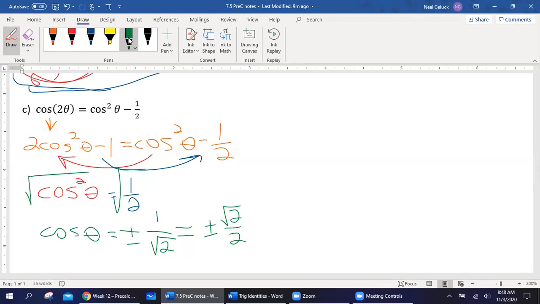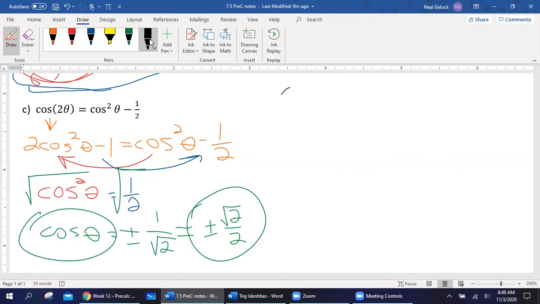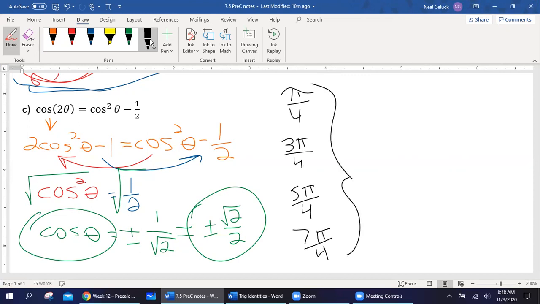So it's saying, all right, where is the cosine equal to positive or negative root 2 over 2? Well, that happens at every 45. So pi over 4, 3 pi over 4, 5 pi over 4, and 7 pi over 4. And again, all of those answers are plus 2k pi.